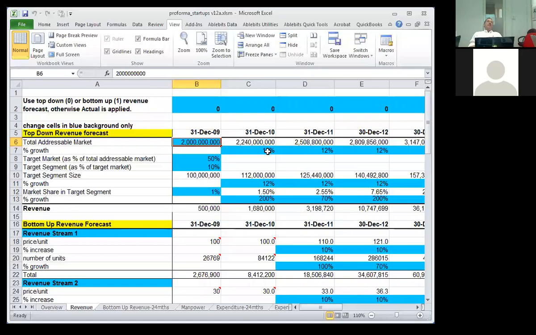So here you see that we input our total addressable market in year 1, and then we input a growth rate for that for the subsequent years. Then we input our target market as a percentage of the total addressable market, and our target segment as a percentage of the target market, and then we grow our segment over time, and we also input our market share in the target segment, and we also grow that over time. So this gives us our top-down revenue forecast.